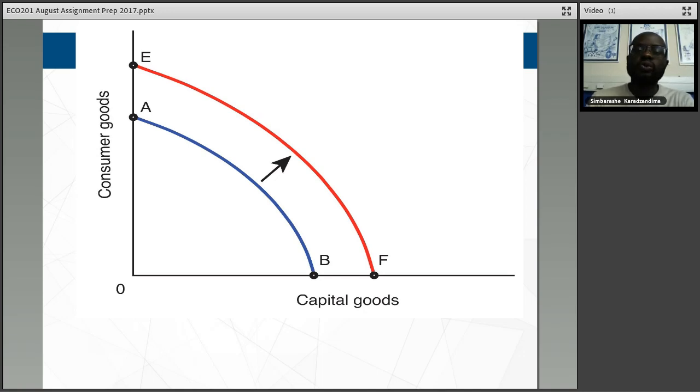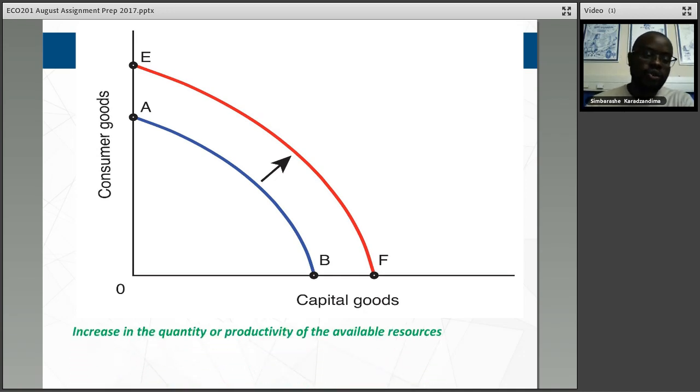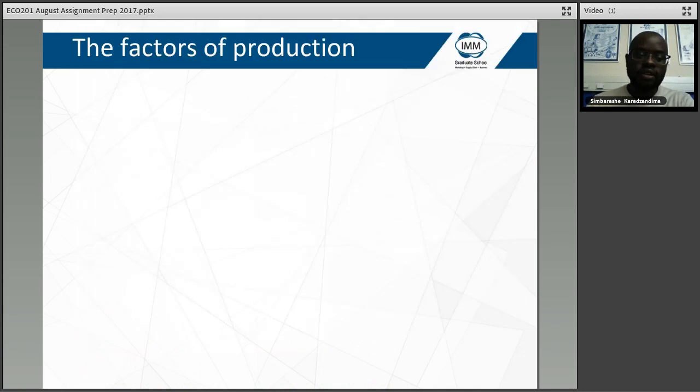But the movements can also be in the opposite direction. Now the causes will also be in reverse. But in this case, we are looking at increases in potential output. Right, so this is it with the PPC. It is an important concept that you need to understand. All right.